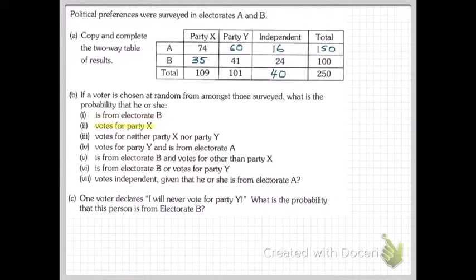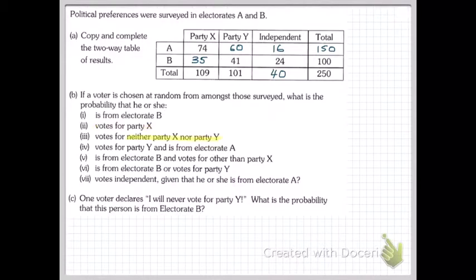Someone who votes for party X. There are 109 people who voted for party X in total out of 250, so that's a probability of 0.436. So far so good.